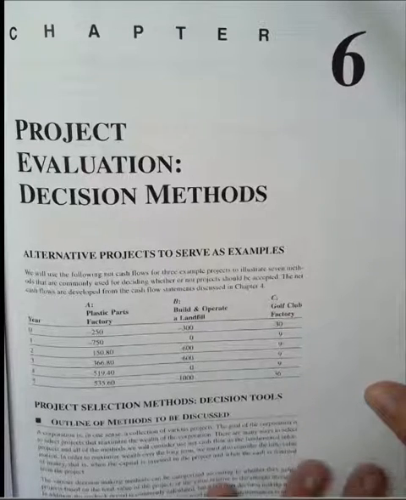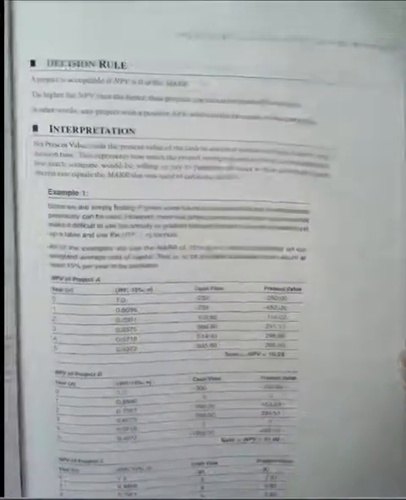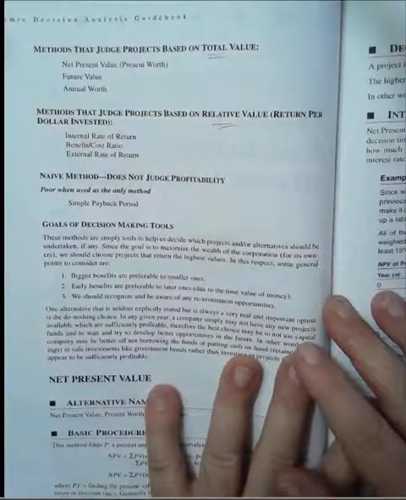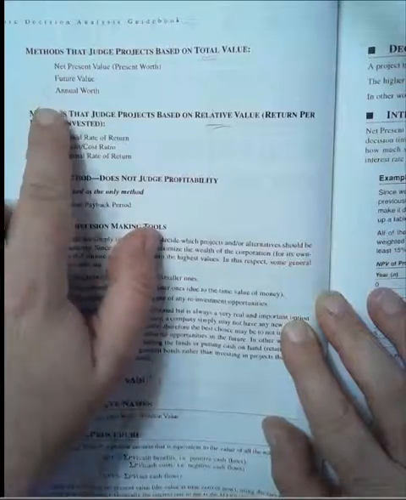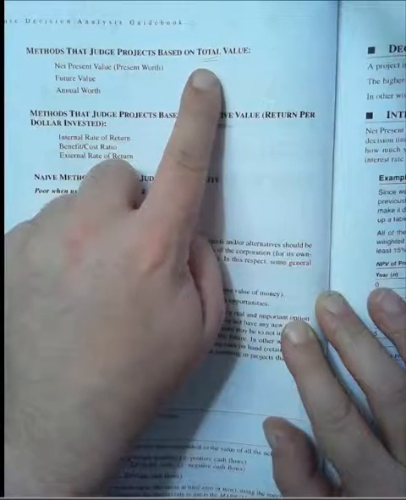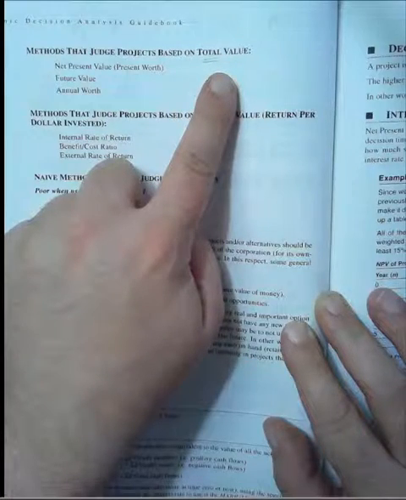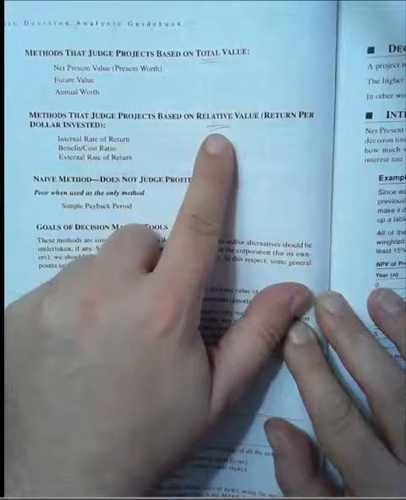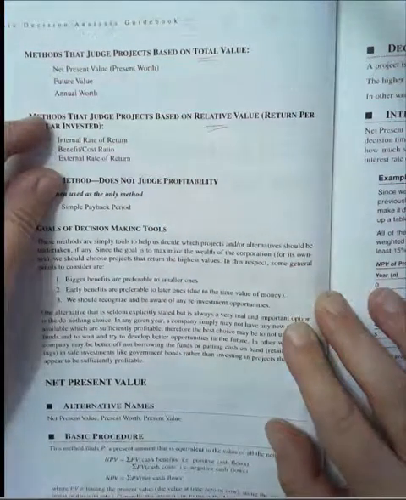What this chapter does is to build on previous knowledge and present 6 tools to evaluate projects. 3 of them based on total value, the same is to say absolute value, the same is to say dollar amount that they generate. The other 3 methods fall into the category of relative value methods, that is, return per dollar invested, percentage return.